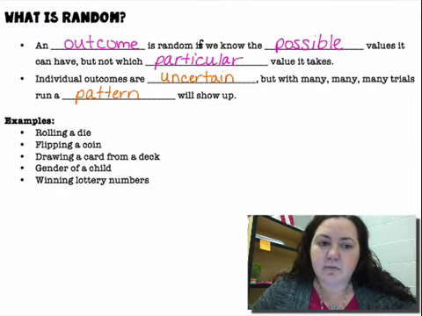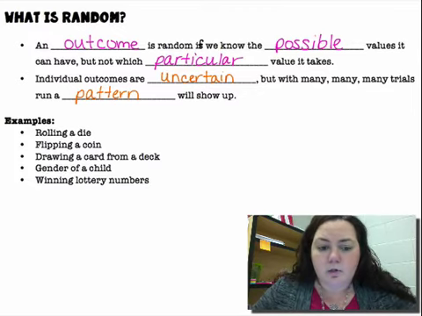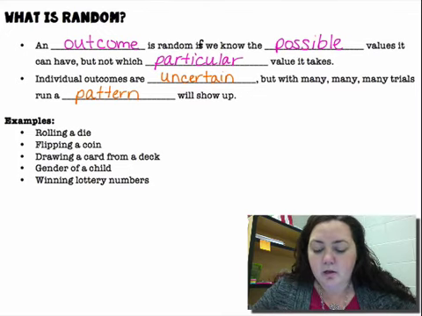Okay, so some examples of things that are random: rolling a dice, flipping a coin, drawing a card from a deck, the gender of a child. Usually you're going to have a boy or a girl, but you don't know which one. Winning lotto numbers.